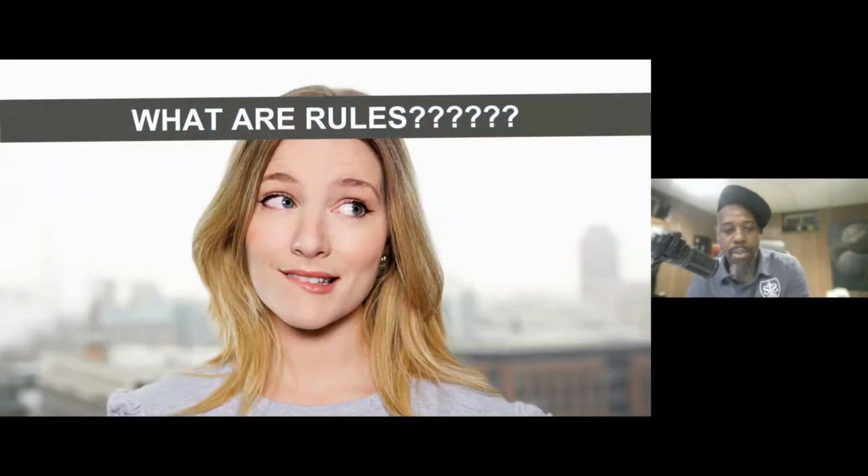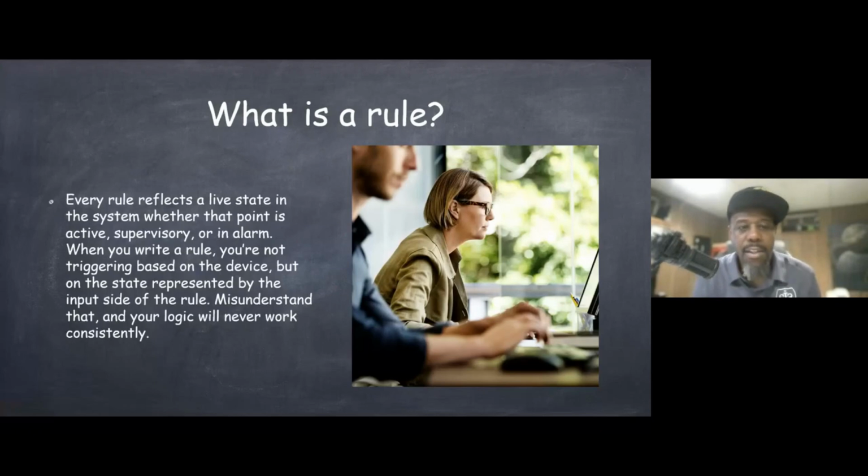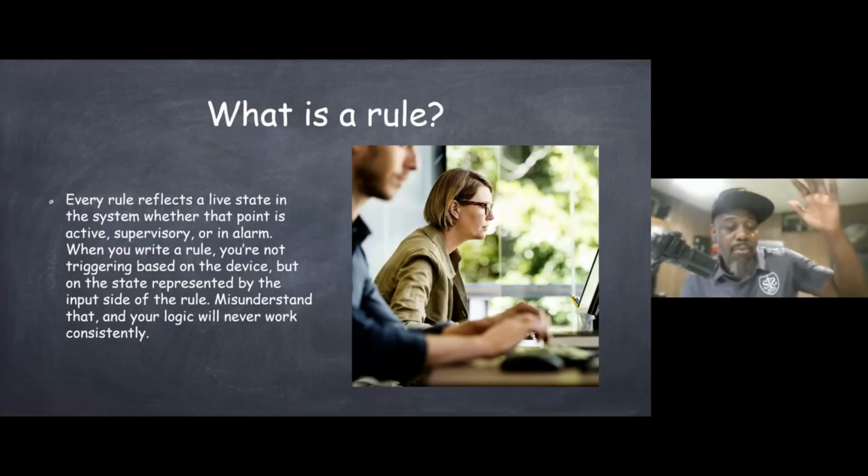All right, so what are rules? Every rule reflects a live state in the system, whether that point is active, a supervisory, or an alarm point. When you write a rule, you're not just triggering based on a device, you're triggering based on the state of the input side. So if the input goes into alarm, supervisory, or monitor, whatever state the input side of the rule goes into, the output functions you predefine will happen on the output side. And that happens from top to bottom. So whatever your priority rule is on the output side, you will want to label that first.